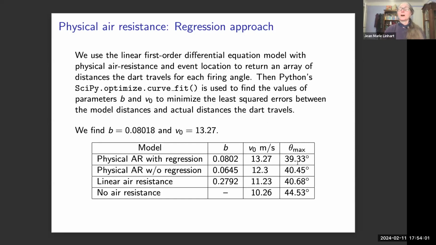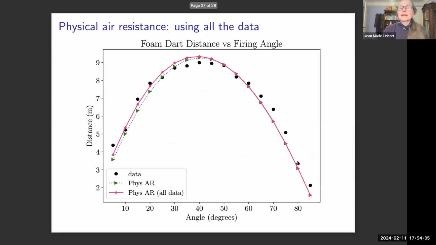We can compare all of our different results right here. I'm just going to take a look at the 2 physical air resistance models. The one in pink uses all the data. It does a slightly better job at matching the data on the left-hand side of the graph. Those 2 models are very similar on the right-hand side of the graph. So we get just a slightly better result here. Once we've got the correct term for air resistance, we really do an excellent job. We do just an amazing job of fitting that data.